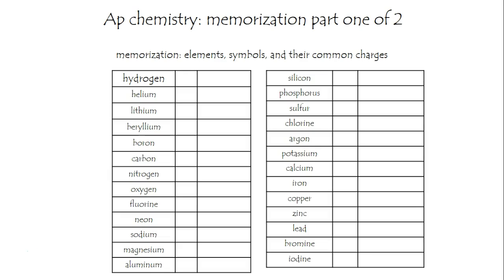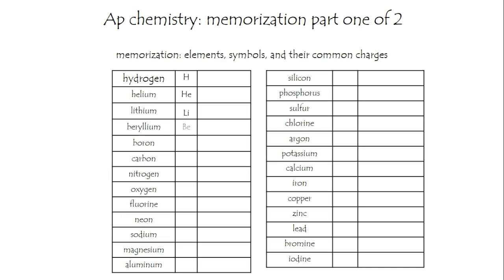Okay, let's dive in. I have some elements here. Tell me what the symbol is. Hydrogen, H. Helium, He. Lithium, Li. Now you might want to pause the videos and say them out loud yourself so that you can get them. I'll give you enough time to say them out loud. Let's see how you do.